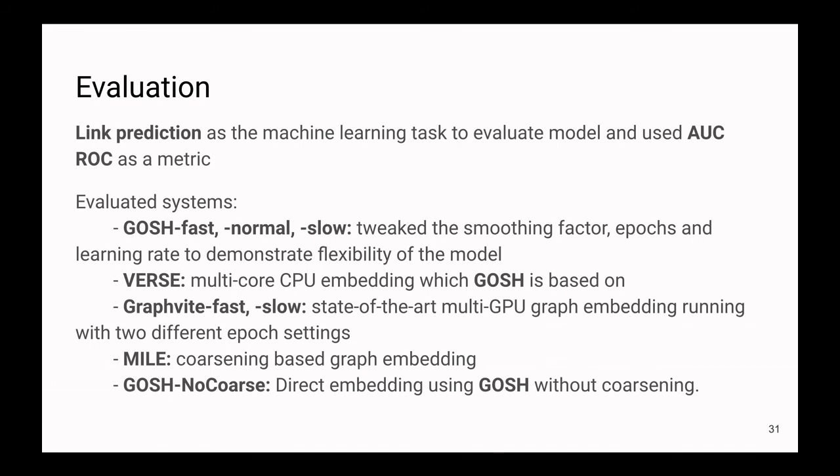We select Verse because Gosh is based on Verse and it's a multi-core CPU implementation. We select Graphite because it's the state-of-the-art multi-GPU implementation. And we use two different settings for Graphite as well. A fast and a slow setting where we have two different epochs. The last tool we selected is Mile. We select Mile because it also applies coarsening.